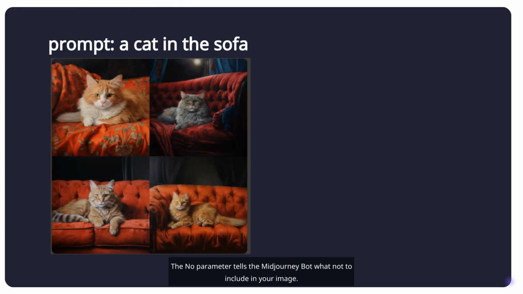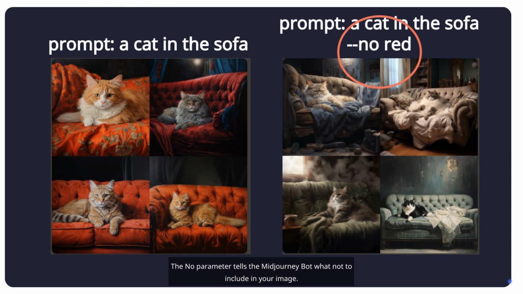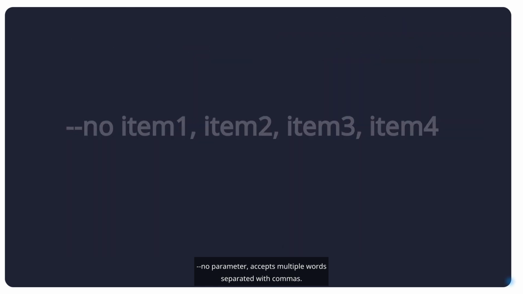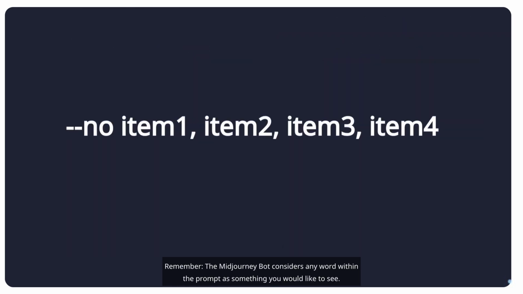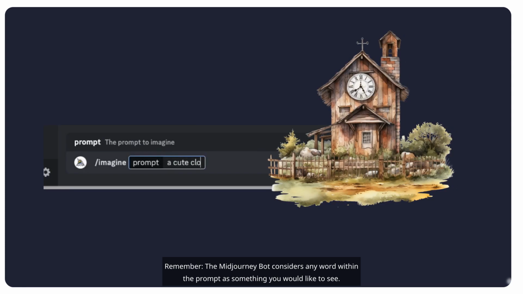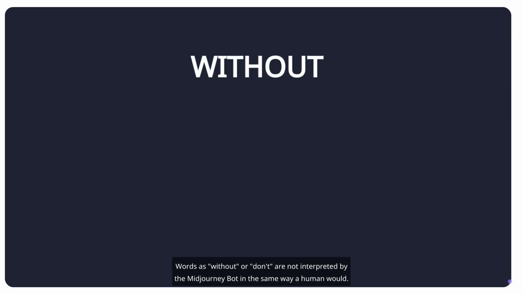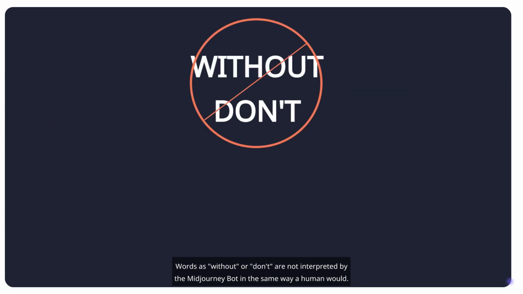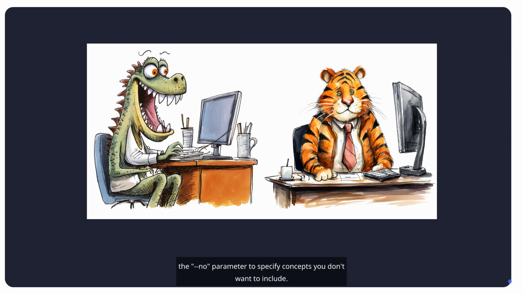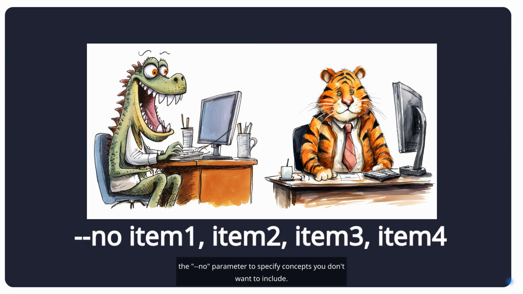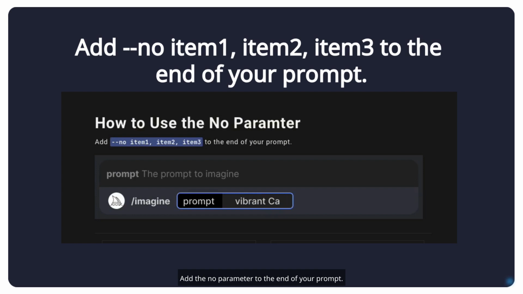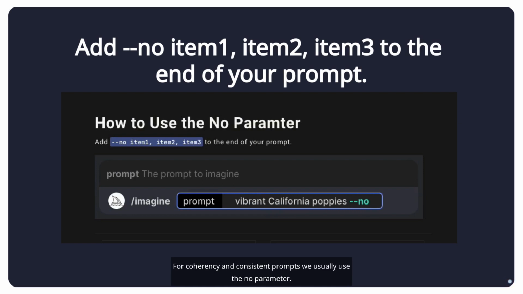The no parameter tells the Midjourney bot what not to include in your image. For us, the prompt engineers, the no parameter is key. The no parameter accepts multiple words separated with commas. Remember, the Midjourney bot considers any word within the prompt as something you would like to see. Words such as without or don't are not interpreted by the Midjourney bot in the same way a human would. They don't work. Focus your prompt on what you do want to see and use the no parameter to specify concepts you don't want to include. Add the no parameter to the end of your prompt. For coherency and consistent prompts, we usually use the no parameter.